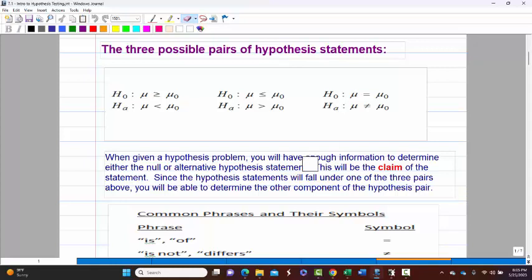If it produces an equal symbol, or less than or equal to, or greater than or equal to, that means the claim will be the H0. And if it's alternative, it'll be the HA, being less than, greater than, or not equal.